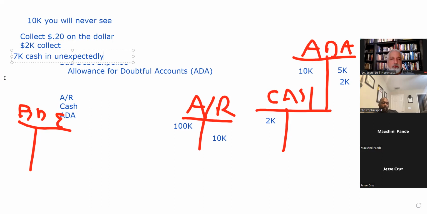So that was during the month. What am I going to do? I'm going to go in. I'm going to say, oh, let me get that cash, $7,000. Thank you very much. And I'm going to go ahead and adjust my allowance account. My cash is up. My allowance is up 7,000, which reduces my net receivables.